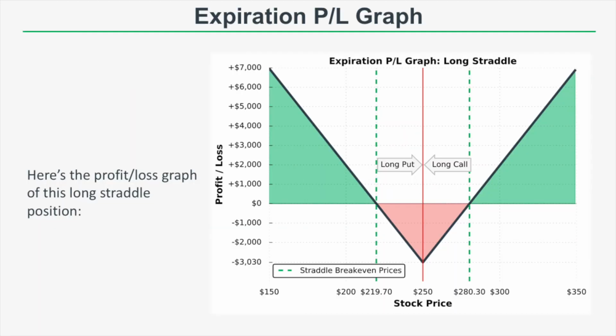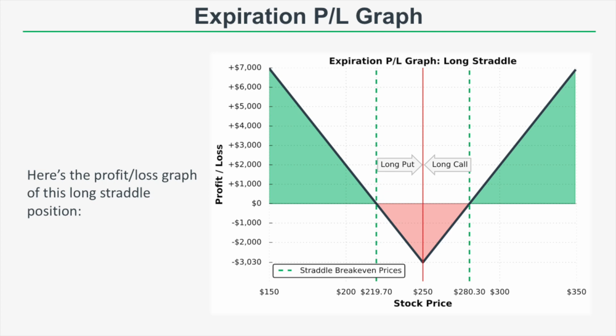Okay, so as we can see here, we bought the 250 straddle for $30.30, and as we can see based on this graph that our maximum loss potential is $3,030. Now that comes from the $30.30 debit we paid times 100. So if the stock price is right at 250 at expiration, both the long put and long call that we purchased will expire worthless and we'll lose the entire debit that we paid.